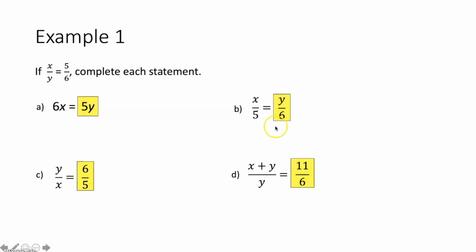Remember, you can always use the cross product property to check your answer. If I multiply across, I should get the exact same thing for each of these as I get with my original proportion.